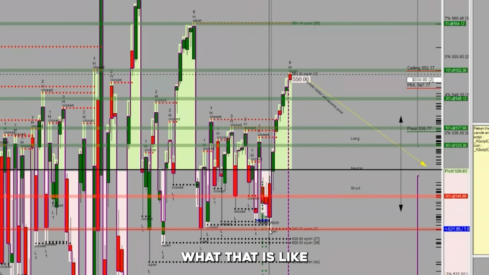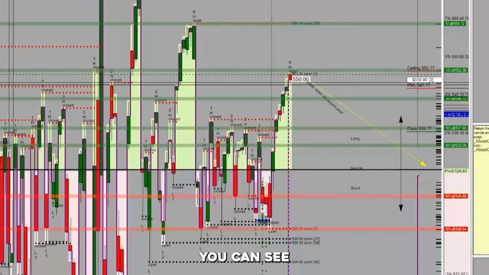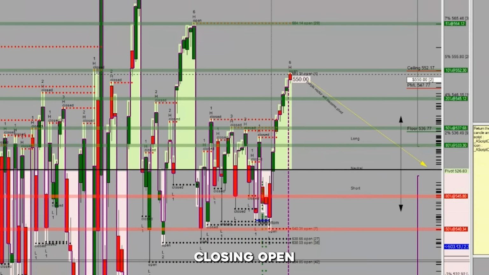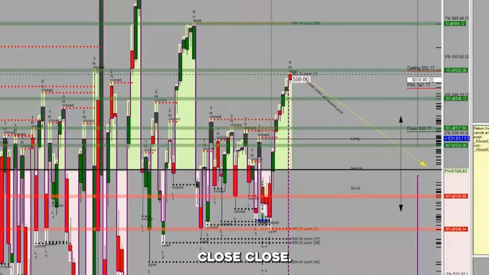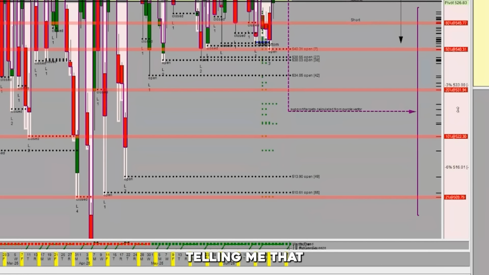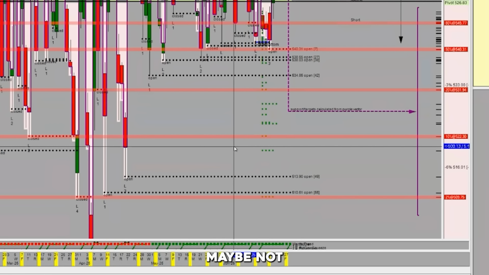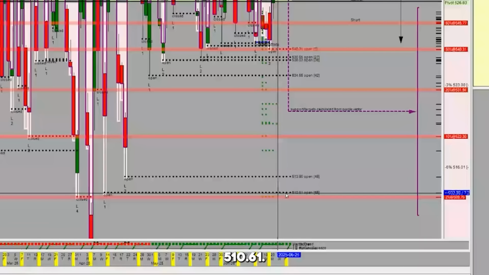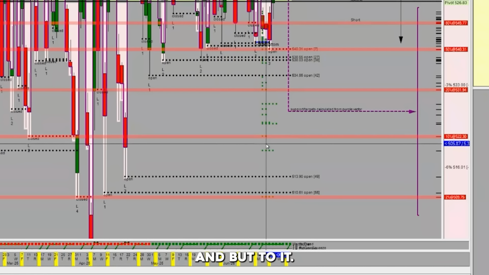That is like the wordings of Russell. All the market does is close the open states. In the past, you can see that is all it has been doing: closing open states, close, close, close. And these ones are open, so these are open targets that you can look for. It's telling me that maybe not today, maybe not this week, maybe not this month, we are going to see 510.61. You are going to see it. There are no ifs and buts to it. So that is about the open state.